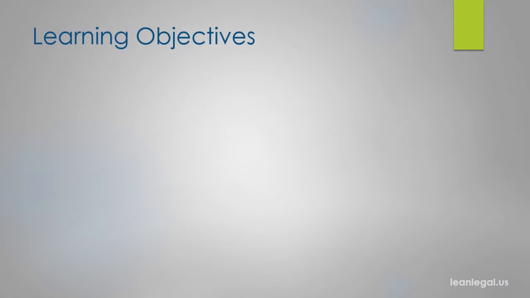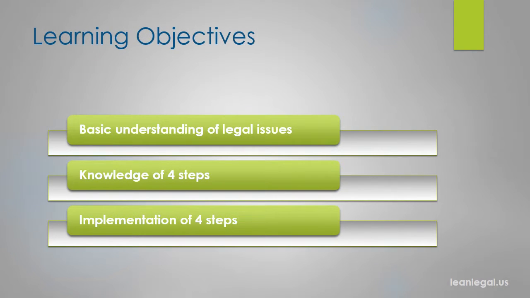So our learning objectives from this mini training series is a basic understanding of the legal issues. We're going to dive a little bit deeper into the 4 steps, and then give you action items for each step that you can implement in your business right away.